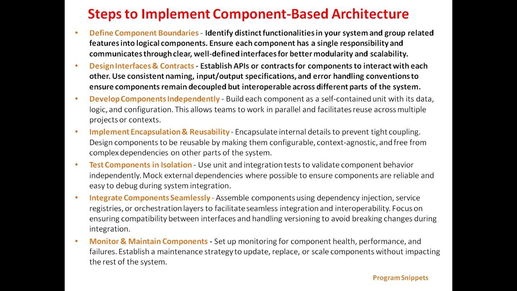Design interfaces and contracts. Establish APIs or contracts for components to interact with each other. Use consistent naming, input-output specifications, and error handling conventions to ensure that components remain decoupled but interoperable across different parts of the system. Then develop components independently. Build each component as a self-contained unit with its data, logic, and configuration, which allows teams to work in parallel and facilitates reuse across multiple projects or contexts.